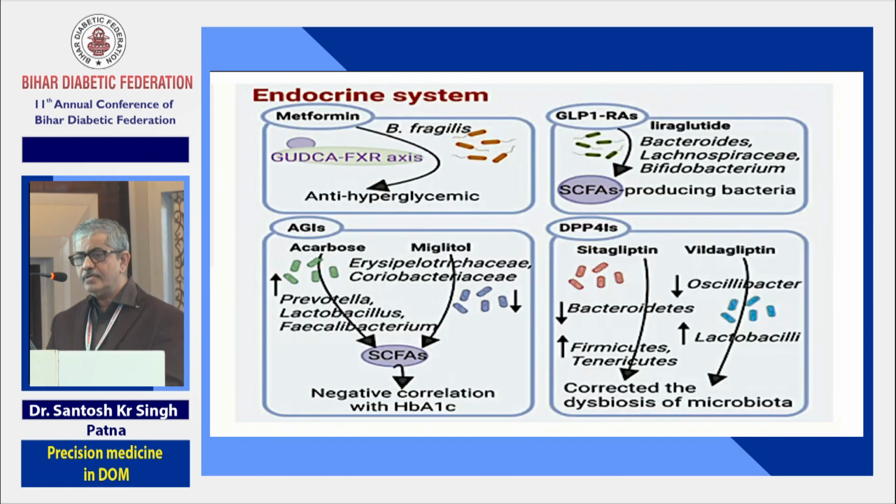And a few examples. If you take the endocrine system, the role of metformin, GLP-1 receptor agonists, alpha-glucosidase inhibitors, and DPP-4 inhibitors, and their role in changing the microbiota milieu. And in that way, they can affect the different systems in our body.